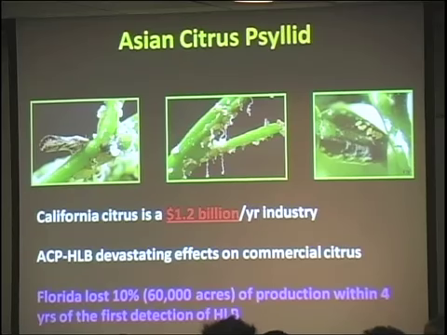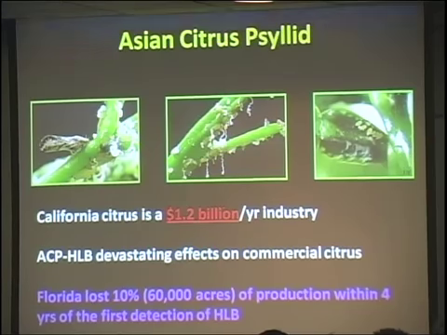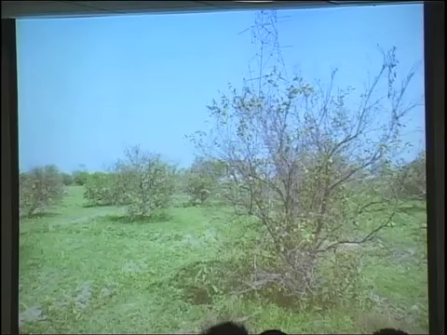There's no reason to think that we shouldn't be, because Asian citrus psyllid and this disease, Huanglongbing or citrus greening, has done the same thing everywhere it's gone. Why would California be any different? It's an example of something that's just born bad. And this is an example of what the disease does.